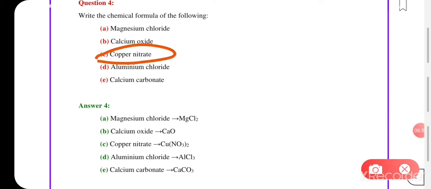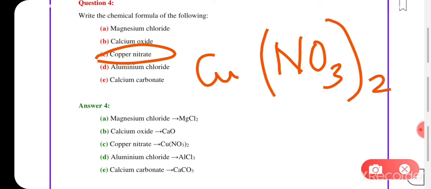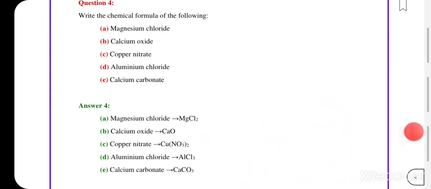copper nitrate. Copper symbol you know it is Cu. For nitrate the symbol is NO3. Now valency for copper is 2, so we will write it here, putting the nitrate in a bracket. For NO3 it is 1, so we need not write it, we can just leave this. So it becomes Cu(NO3) twice, Cu(NO3)2.